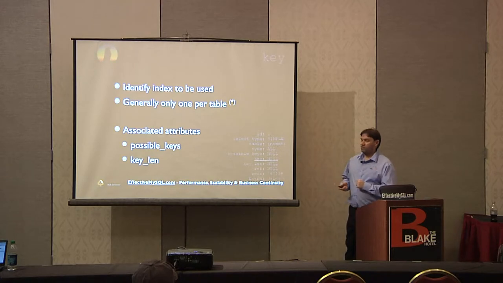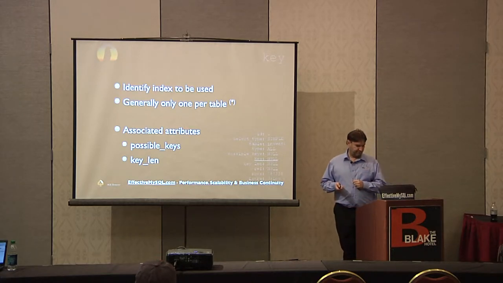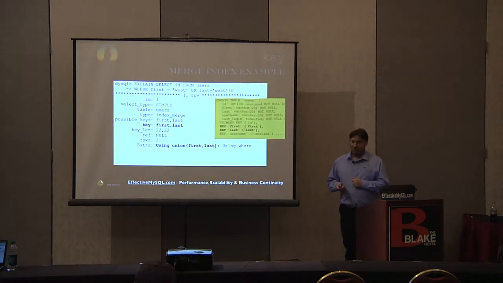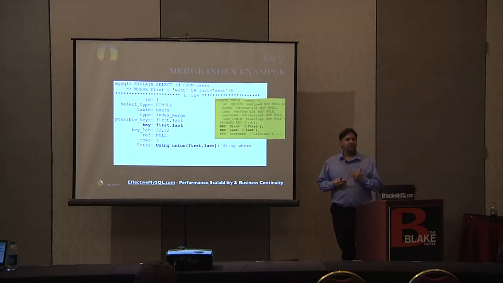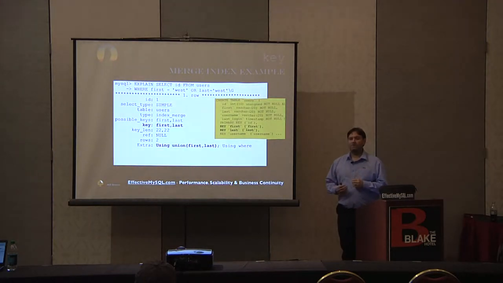Now, two other attributes which I'm going to go through that are important when you're talking about the key. One is possible keys, and one is the key length. So here's the example that we're talking about. Here's an example where two indexes were actually used. Introduced in MySQL 5.0, there were a couple of cases where the optimizer could choose more than one index and merge them together to provide a quicker way to produce the results.